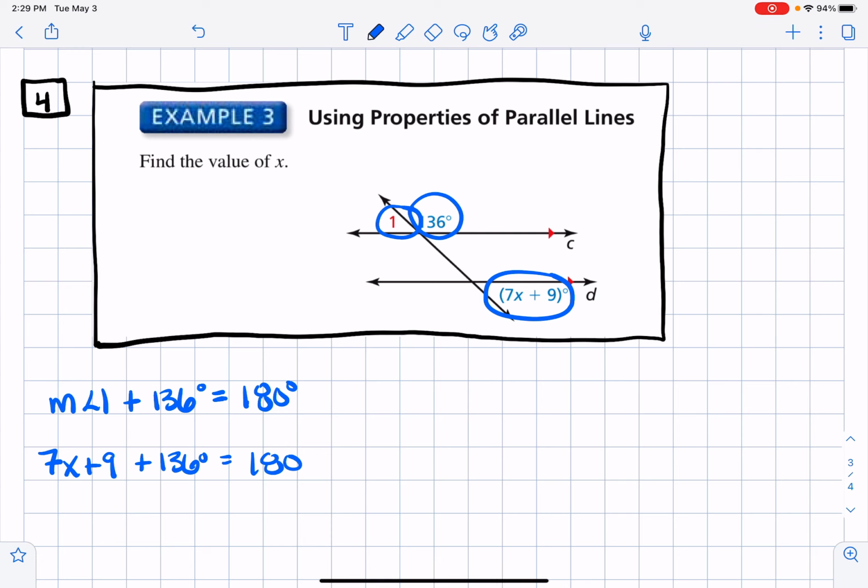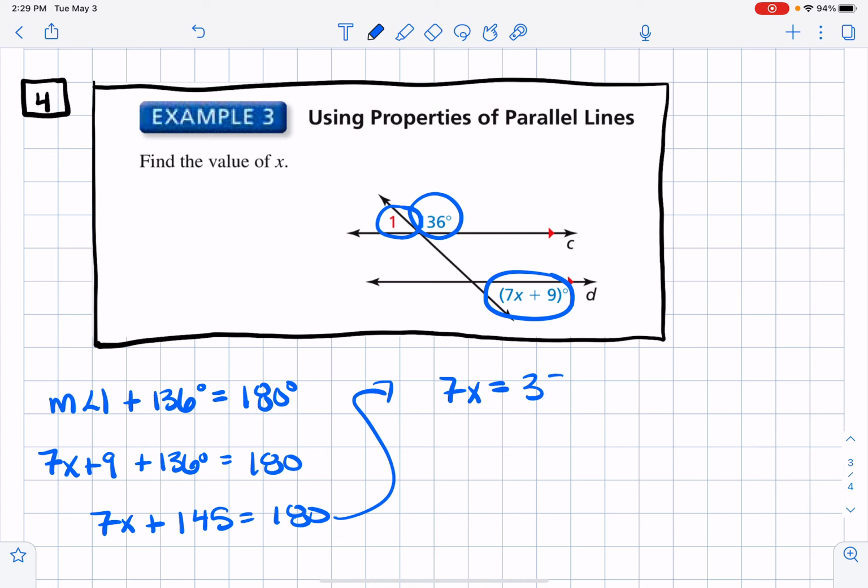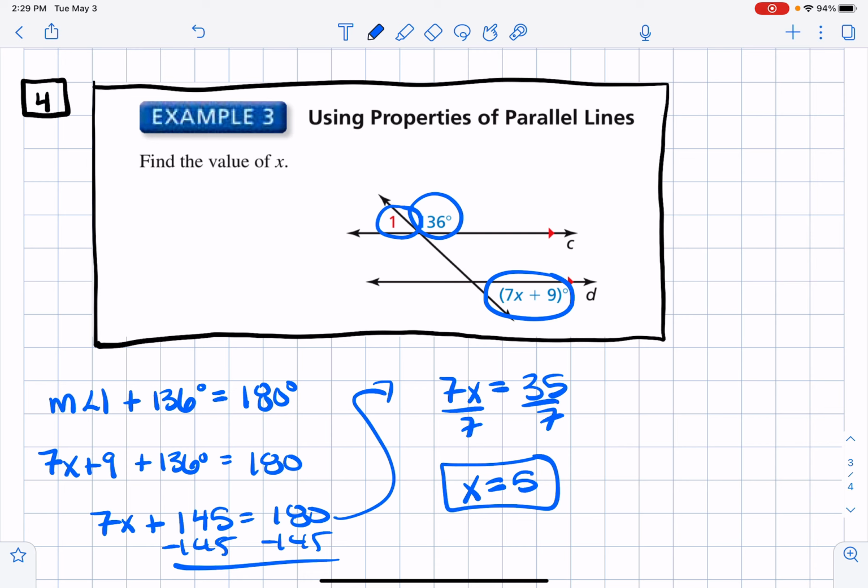So that tells me that I'm going to have 7x plus 145 is equal to 180. Coming over here, I would have 7x is equal to 35, because if I subtract 145 from both sides, and then I would divide both sides by 7, so x would have a value of 5. 35 divided by 7 is 5. So therefore, find the value of x, I found it to be a value of 5.